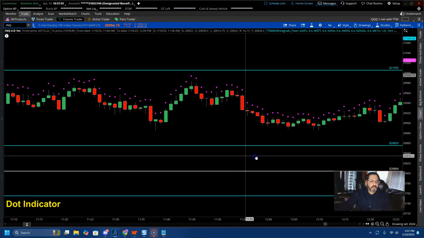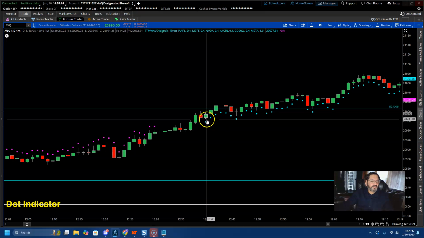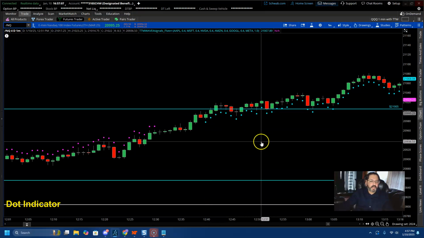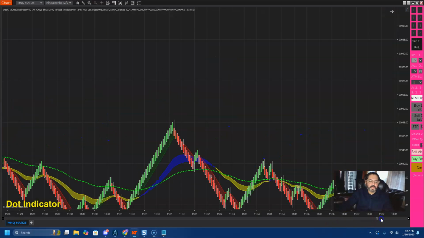Let's look at another trade. Okay, this one right here at 12:41, we got the first blue dot. Now let's go to the NinjaRenko chart at 12:41 today.